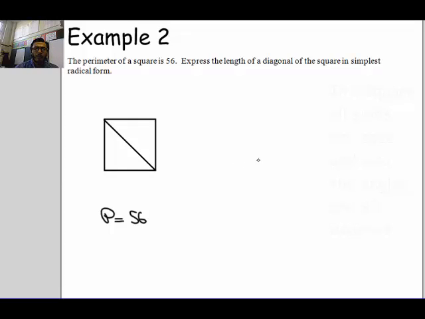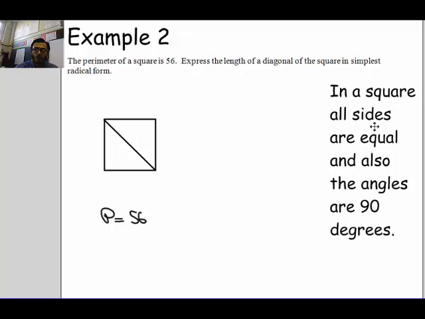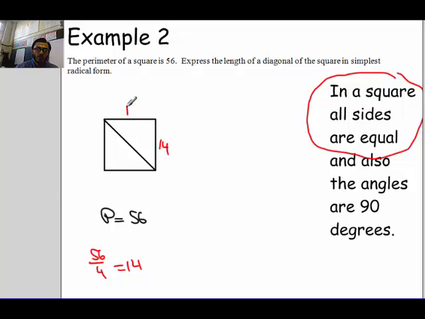So what are the properties that would help me out here? Now, it's important for you to remember that in a square all sides are equal. Because if all the sides are equal, that means each side should be 56 divided by 4, which is equal to 14. So each one of the sides should be 14 units long.